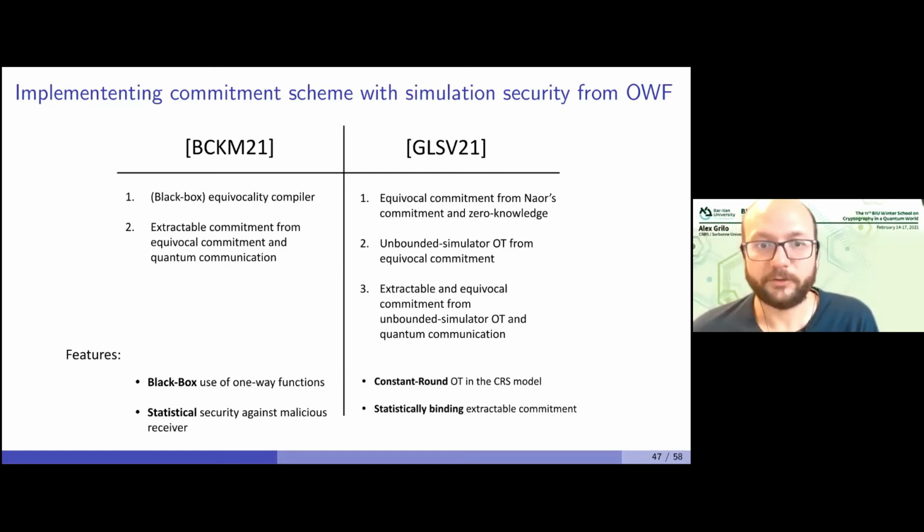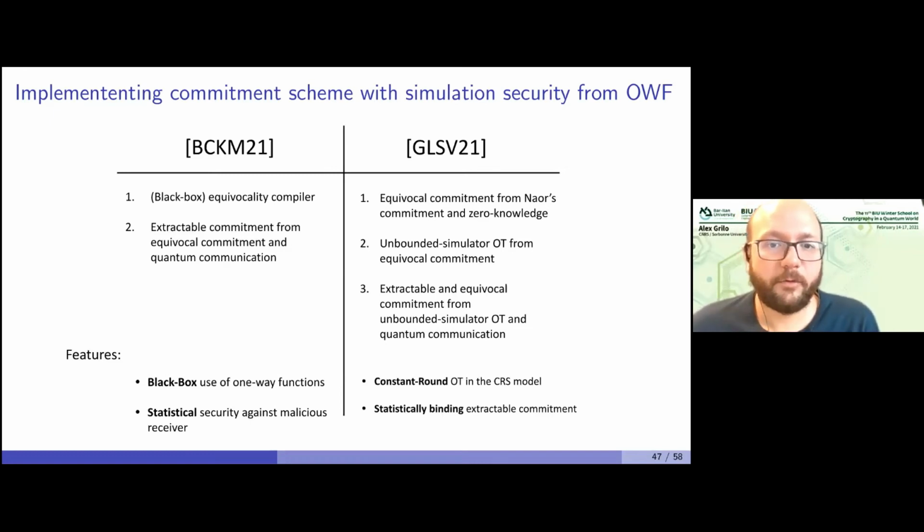What is also interesting is that since we use different routes, each of these protocols has different features as well. For example, in the work by Bartusek et al., in particular, they have a black-box use of one-way functions. So from their result, we're showing that this no-go theorem by Impagliazzo and Rudich does not really work in the quantum setting. So this is showing a black-box separation between classical and quantum one-way functions.